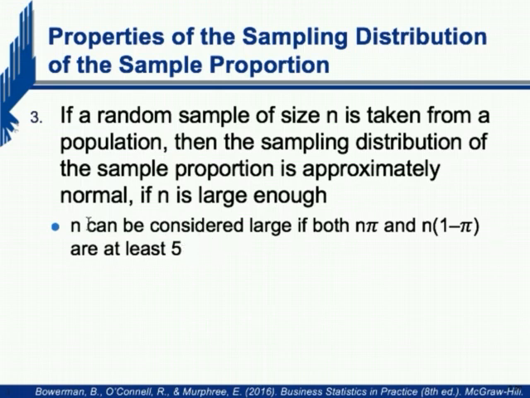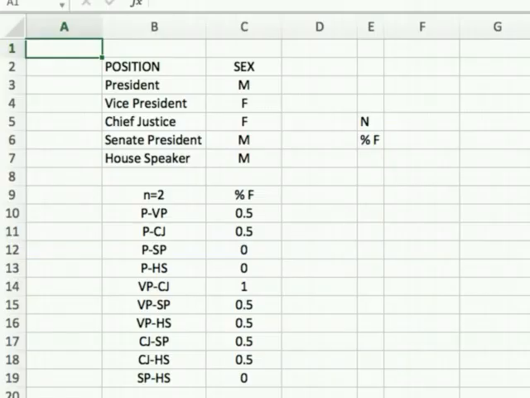So again, if you multiply the sample size to the population proportion and you multiply the sample size to the complement of the population proportion, and both values will give you values that are at least 5, then we can say that n is large enough. Therefore, the sampling distribution of the sample proportion is approximately normal. So those are the properties of the sampling distribution of the sample proportion.